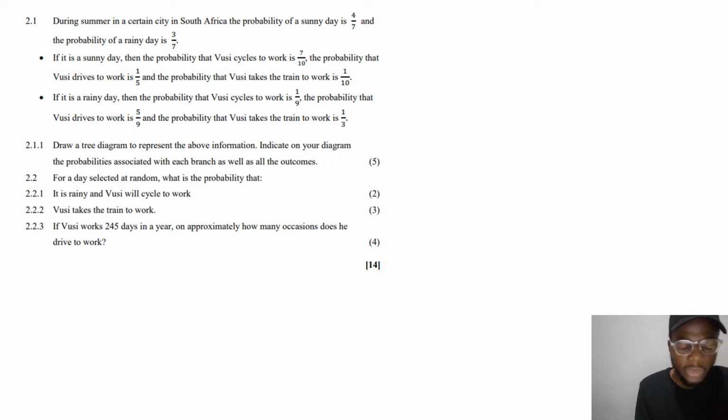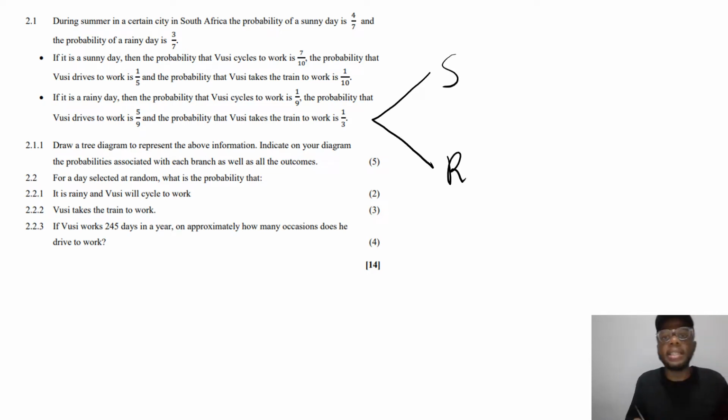Then the first question says draw the tree diagram. So we're going to draw our tree diagram. Don't forget, here we are focusing more on a rainy day and a sunny day, so firstly we'll have two branches, for a sunny day and a rainy day. The probability of a sunny day is given there, it is 4/7, and the probability of a rainy day is also given as 3/7.